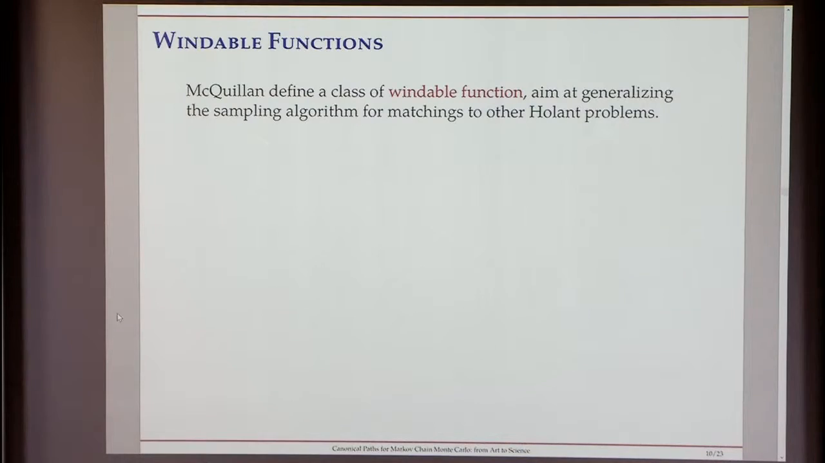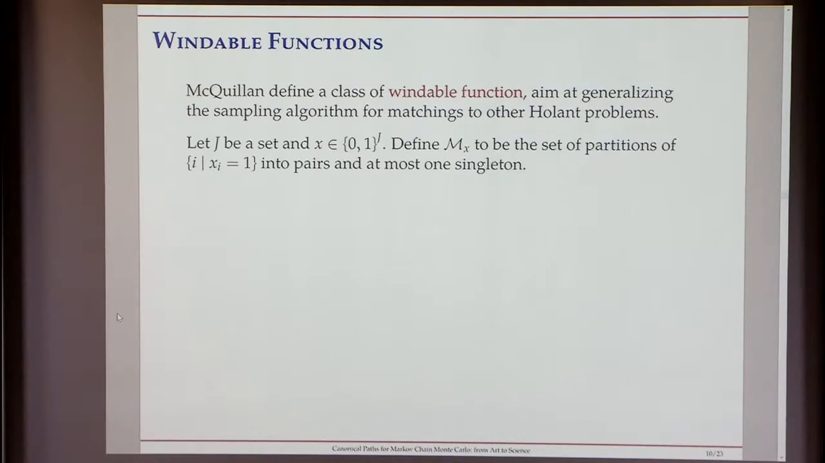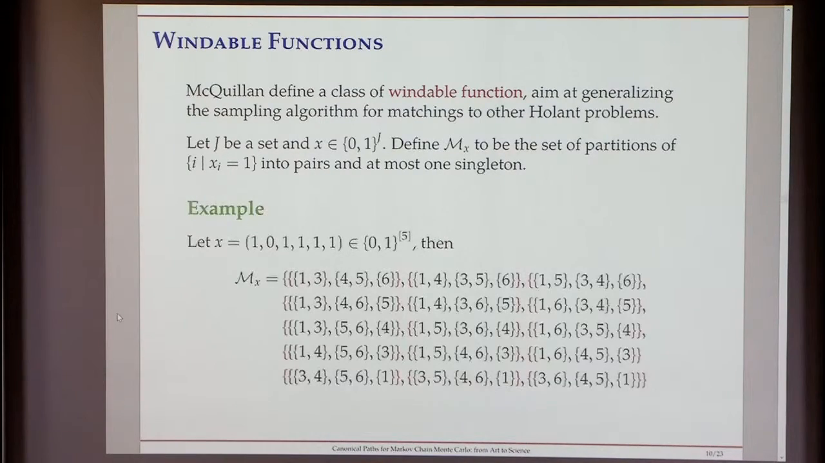His definition is quite technical. So before introducing the definition, I have to introduce some additional notation. Here is the notation we call the partition. Suppose J is a set, and we have a 0-1 vector x defined on the set J. Then we use script M sub x to denote the set of partitions on the support of x. The definition would be clear if you look at this example.